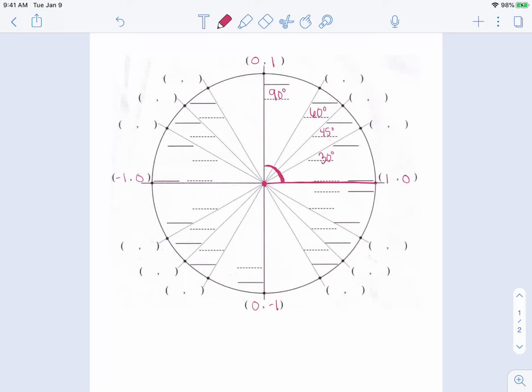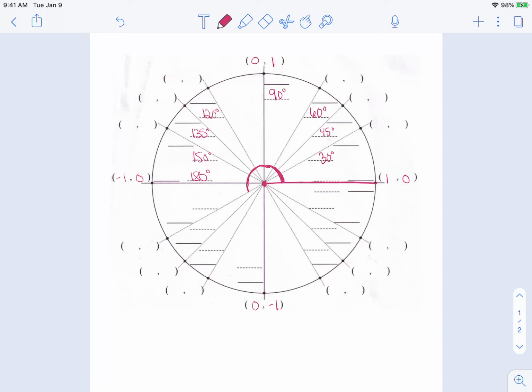Well, this pattern follows throughout the entire circle because they're equidistant from each other. So from here to here is another 30 degrees, so that's why this is 120 degrees. Then it's another 15 degrees, and then it's another 15 degrees, and another 30. Which hopefully this one really sits well with you because that would be a 180-degree angle.